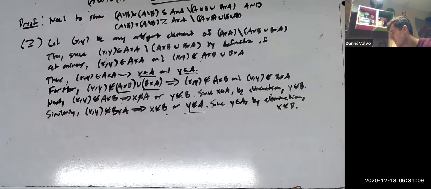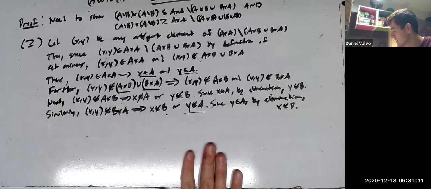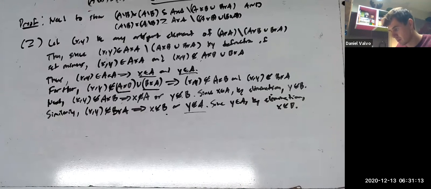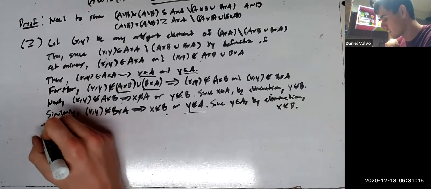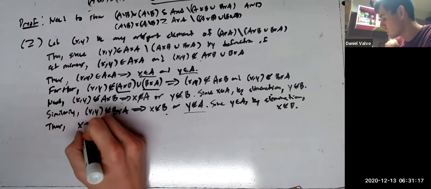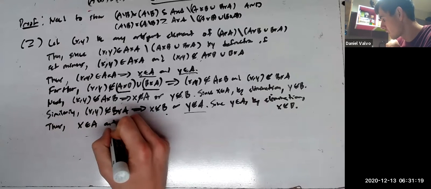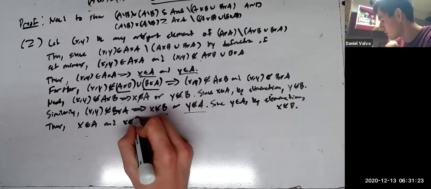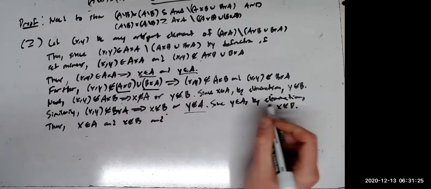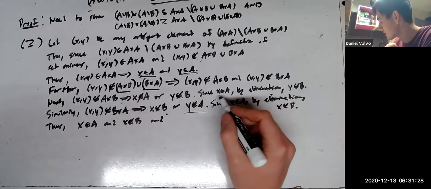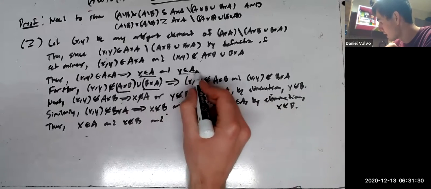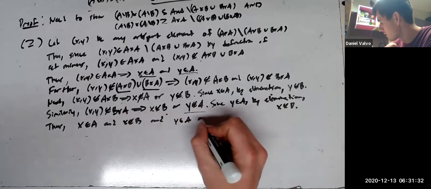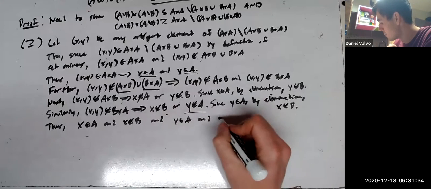Good. So the point of this is what we've gotten down to, and put all this together: thus X is in A by here, X is not in B by here, and we have Y is in A here, and Y is not in B by this line.